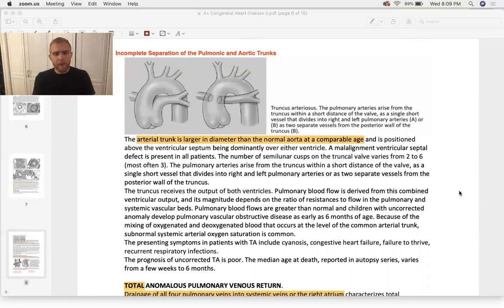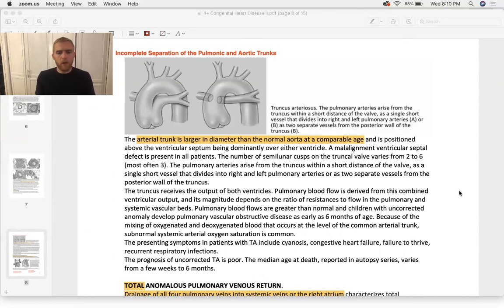Besides that, I didn't really pick up anything out of the norm about truncus arteriosus that you wouldn't expect to see in any right to left shunt. You're going to see some degree of cyanosis. You're going to see some decreased systemic O2 sat. You're going to see right-sided congestive heart failure as you have to pump blood into those stenosed lungs. And you're going to see recurrent respiratory infections as a consequence of the fluid that builds up in the lungs.